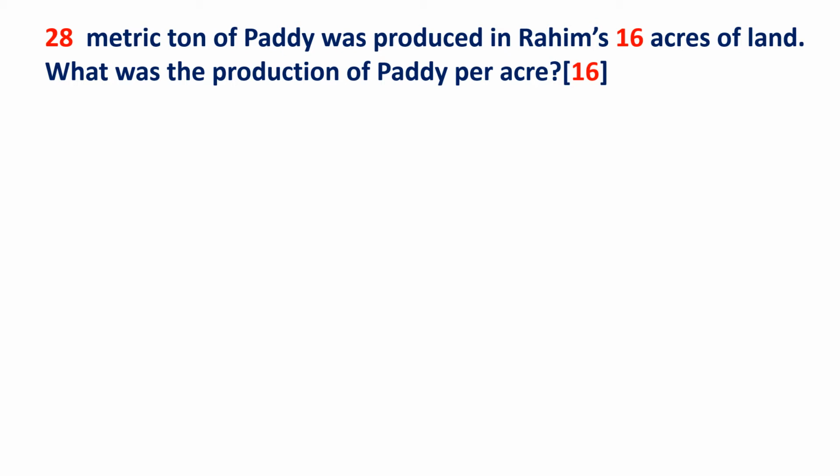So let us solve this problem. Well, this one is math number 16 from a textbook. 28 metric ton of paddy was produced in Rohim 16 acres of land. What was the production of paddy per acre?